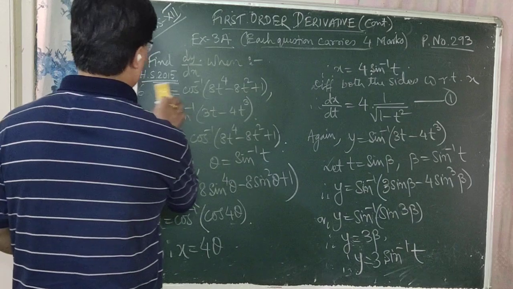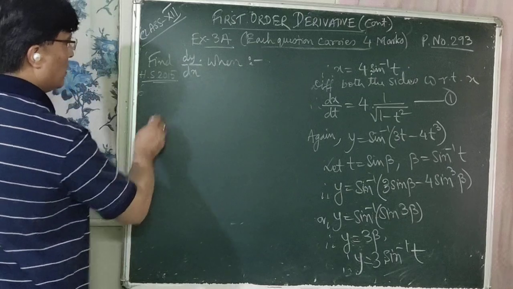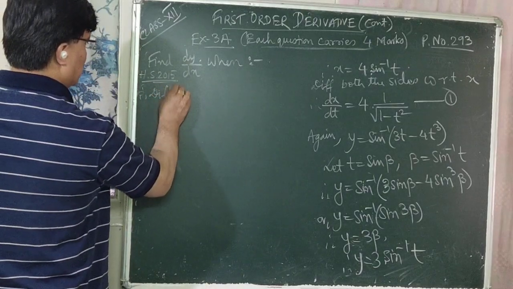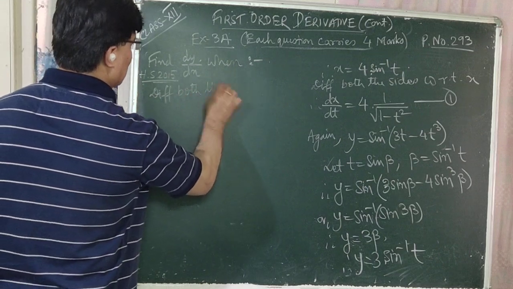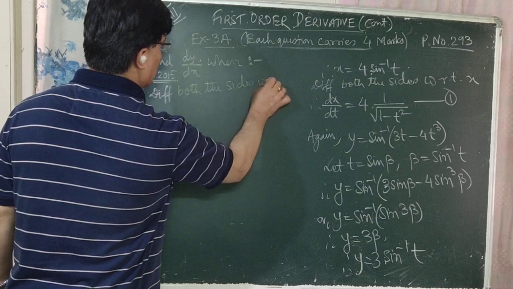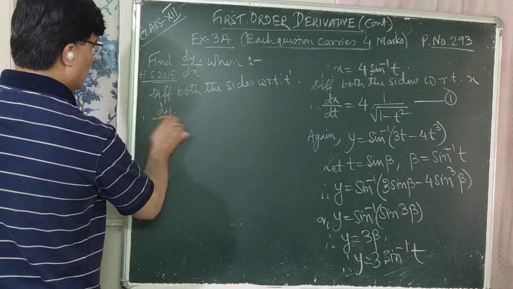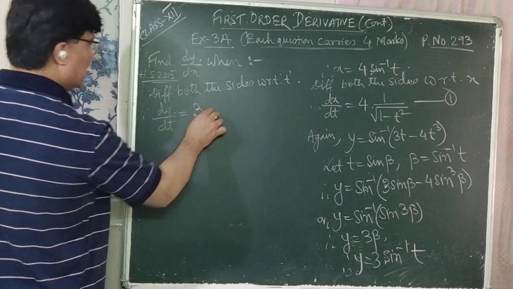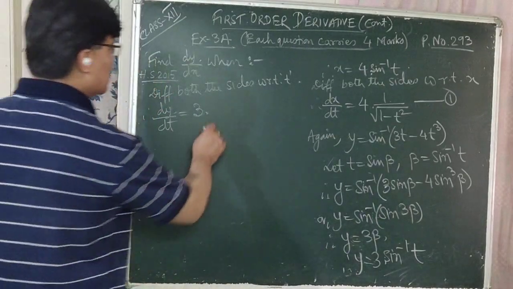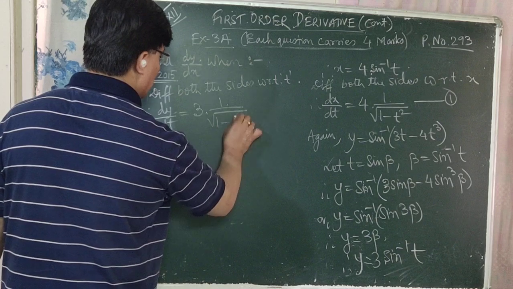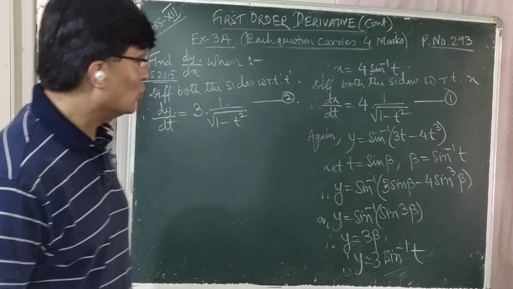So right now, differentiating both the sides with respect to t. Therefore, dy by dt is equal to, here 3 is a constant, you have to keep it as it is, 3 into, what is d by dt of sine inverse t? It is 1 upon root over 1 minus t square. Let us mark it number 2.